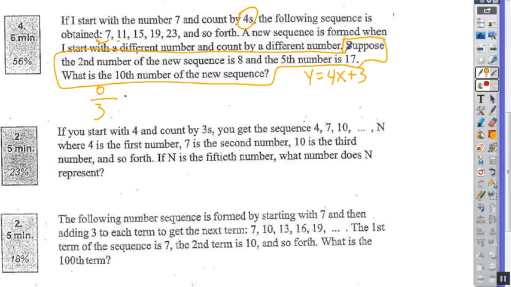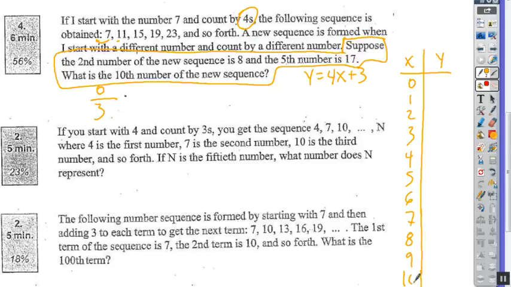So here's what I'm going to do. I'm going to create a table again. Here's my x, here's my y. 0, 1, 2, 3, 4, 5, 6, 7, 8, 9, 10.